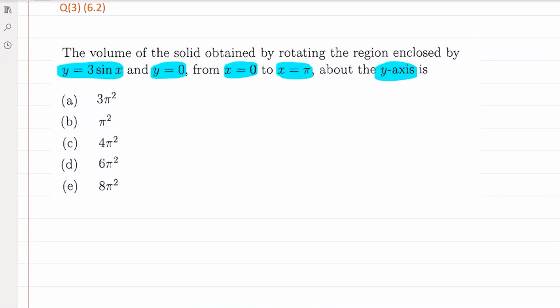Yes, Omar Elsherbiny? Okay, let's go, Omar. The volume of the solid obtained by rotating the region enclosed. Let us, me and you, try to graph the region, okay? Okay.